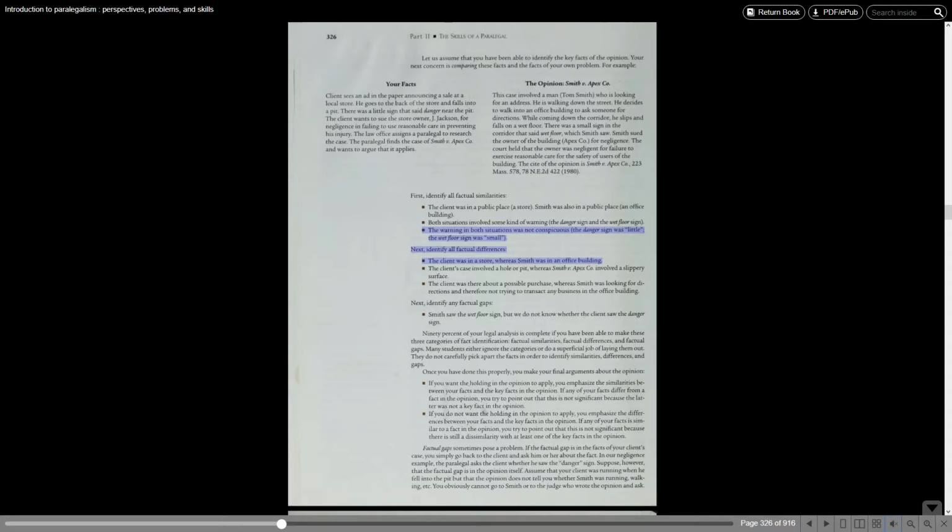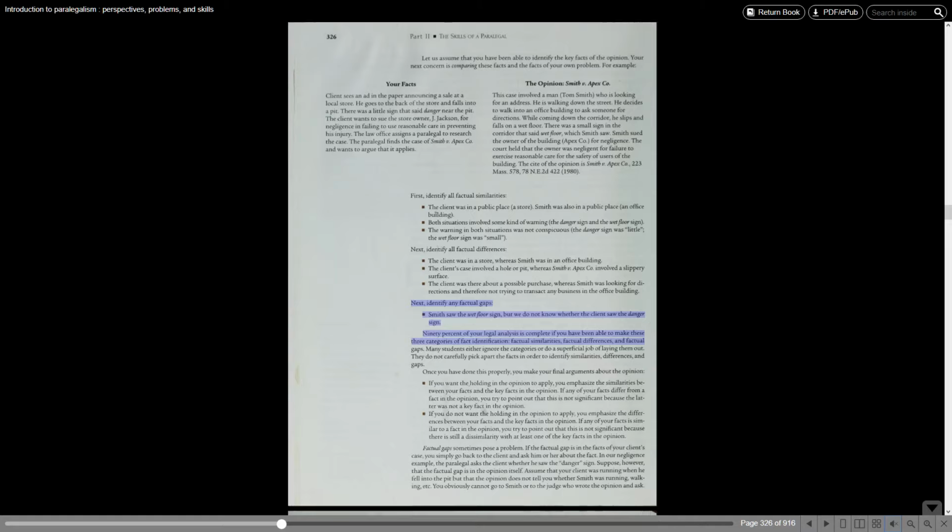Next, identify all factual differences. The client was in a store, whereas Smith was in an office building. The client's case involved a hole or pit, whereas Smith v. Apex Co. involved a slippery surface. The client was there about a possible purchase, whereas Smith was looking for directions, and therefore not trying to transact any business in the office building.